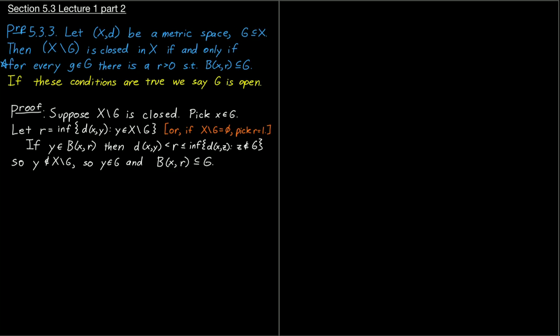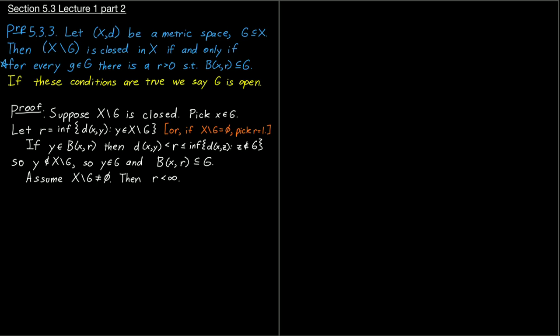Now we just need to show that R is positive. All right. And if G is all of X, if X minus G is the empty set, we're done. We picked R equals 1. So now we're going to assume X minus G is not empty. That means, in particular, R has to be finite because there's at least one distance, and distances are always finite.